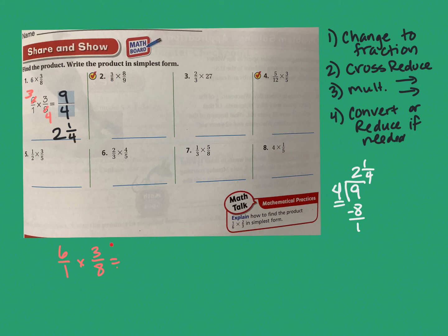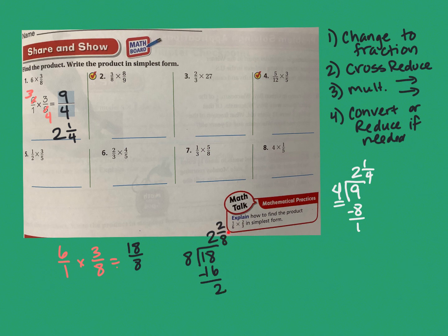Now, back to this one. Let's say I didn't do that weird cross reduction step that you're trying to show me, Miss Sanchez. What happens then? Well, let's do 6 times 3. That's 18. And 1 times 8 is 8. I can divide that to convert it back. 18 divided by 8. 8 goes into 18 2 times because 8 times 2 is 16. There's 2 out of 8 left over.